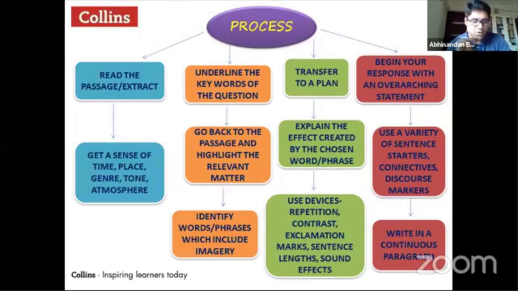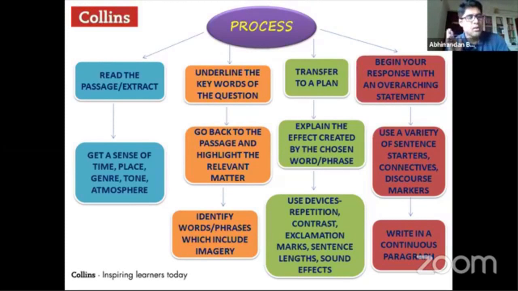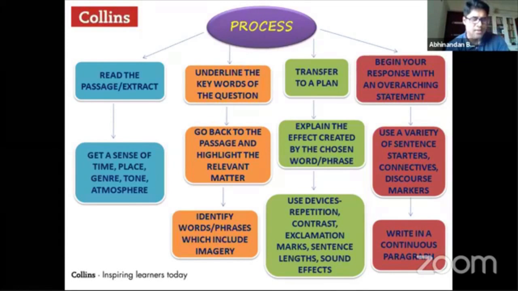After that, it is a good idea to encourage our learners to practice underlining the key words of the question. So that's what I mentioned in the beginning. Annotate the question. It's very, very important. Go back to the passage after that and highlight the relevant matter, what you want to discuss in the light of those underlined keywords in the question. Identify the words or phrases which include imagery. So this was a question that was asked a couple of minutes ago.